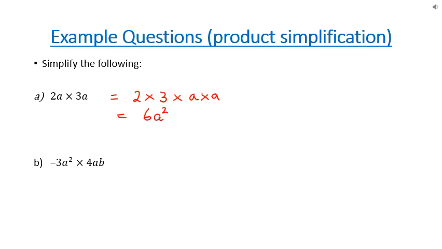In my second example, we have our numbers of minus 3 times by 4. Then we simply put our letters in. Now we've got a to the power of 2 times a times b. If we do our numbers first, we end up with negative 12. And remember, a to the power of 2 times a is actual like terms, so we can use index laws for that. That gives us a to the power of 3. And then we put our b in using algebraic notation where we don't put the multiplication sign.